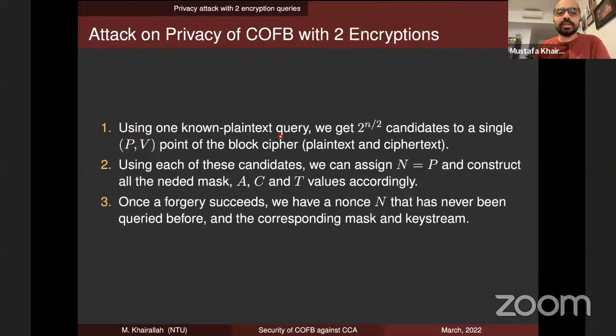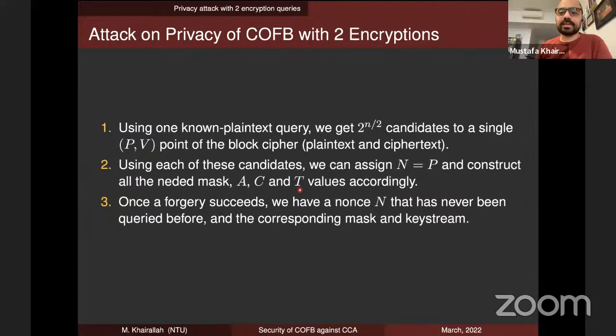First, we have a known plaintext query. As I said earlier, given this known plaintext query, we can observe 2^(n/2) candidates to the input and output of the block ciphers. We can observe the output deterministically, and we can observe the input masked by n/2 bits. So we have to guess these bits. We will guess these unknown bits, and every time this will give us a candidate for P and a candidate for V, and we can use that as a nonce and then construct a forgery accordingly.